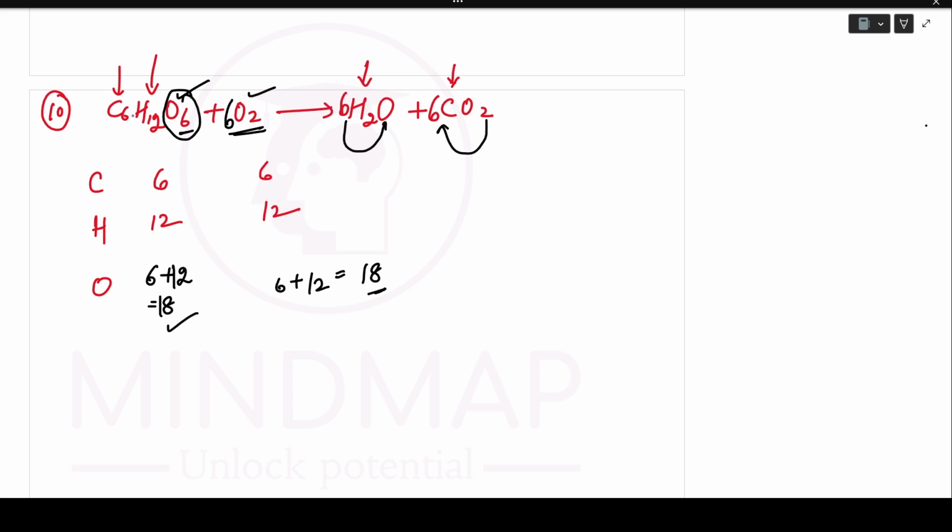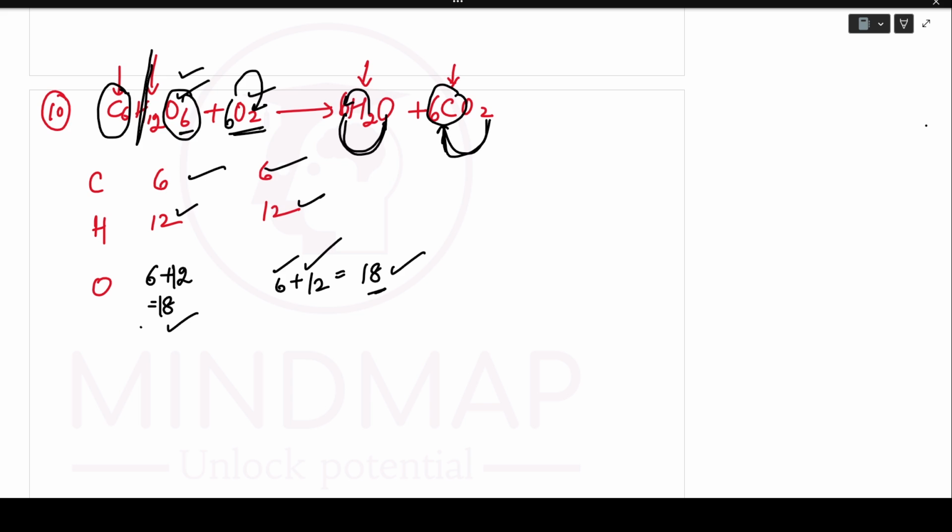Let's recheck the equation now. Carbon 6 and here carbon 6. Balanced. Hydrogen 12 and here hydrogen 6 2s are 12. Oxygen here 6 2s are 12 और plus 6. 12 plus 6, 18. This side, ये देखो ऑक्सीजन 6 2s are 12 और ये रहा 6, तो 18. So this equation is balanced now.